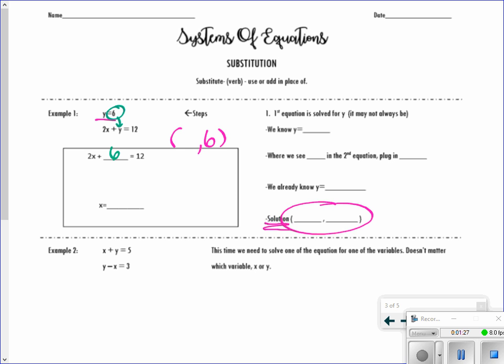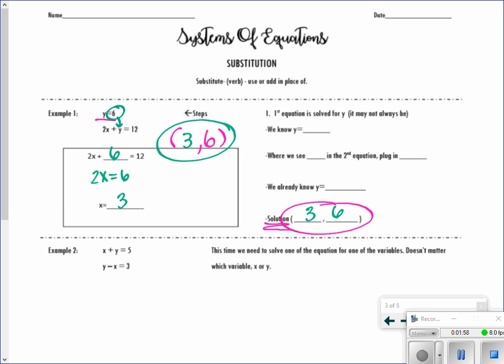Now solve the equation. 2x plus 6 equals 12. X would be 3, correct, because you subtract 6, divided by 2, so X is 3. So if you were to graph these 2 lines, one of them is horizontal, the other is just a slanted line. If you were to graph those 2, they would intersect at the point 3, 6. Ordered pair, 3, 6.